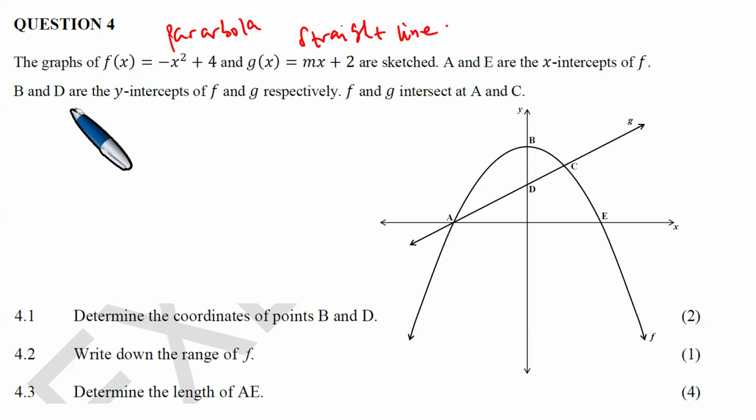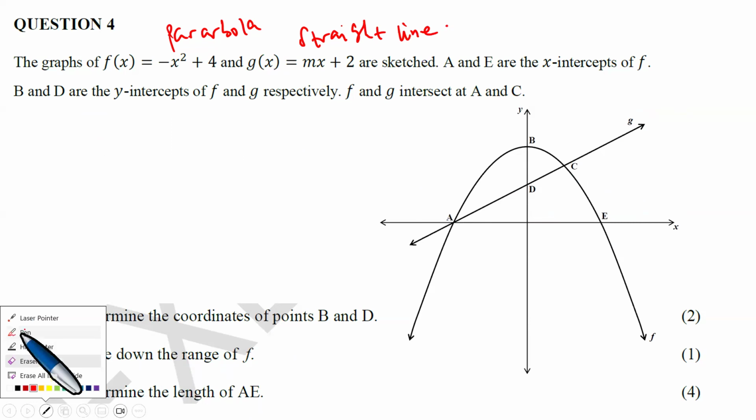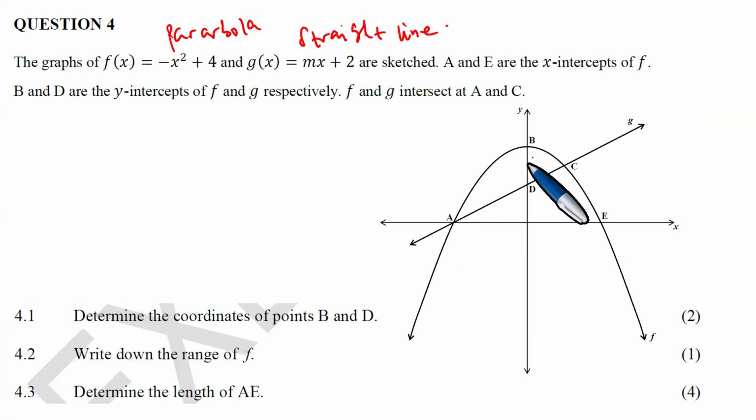Right, now B and D are the y-intercepts of f and g respectively. Now f and g intersect at A and C. They cut each other at A and C. Determine the coordinates of points B and D. So we need the coordinates of B and also the coordinates of D.